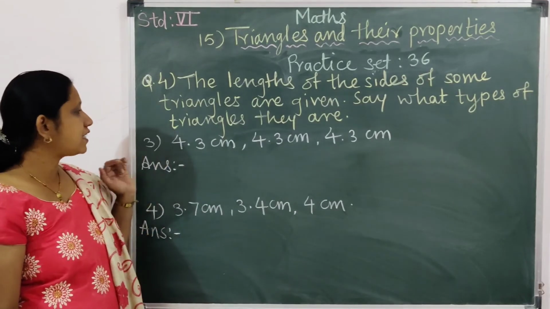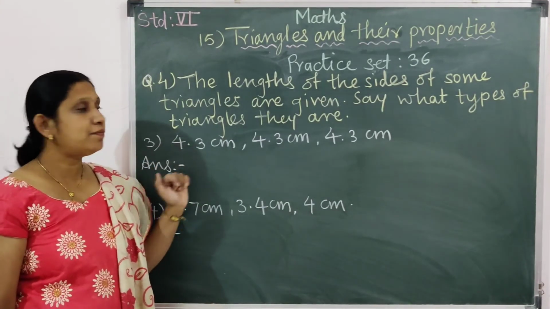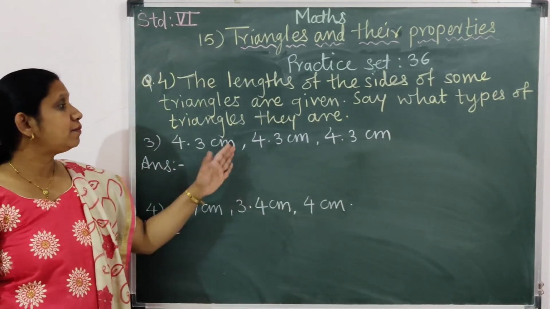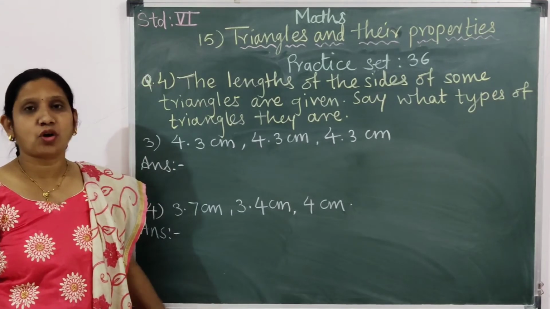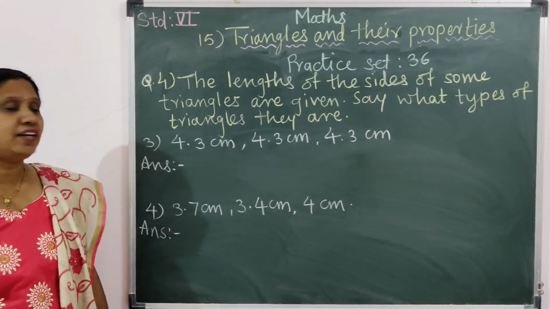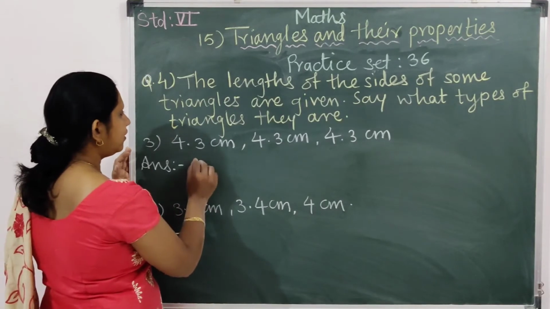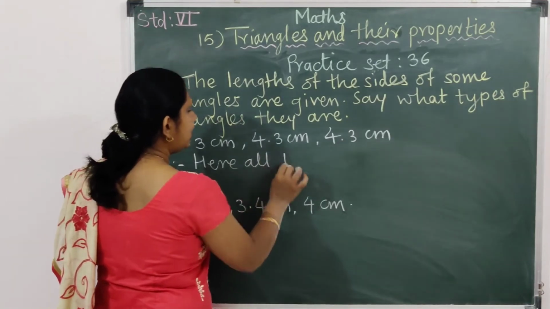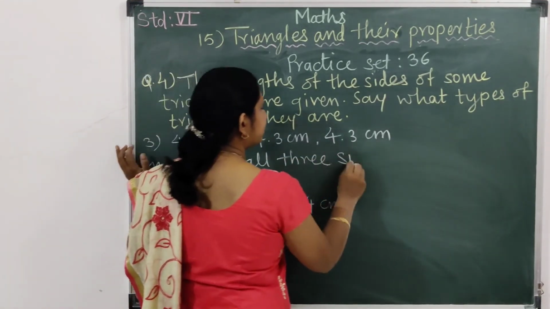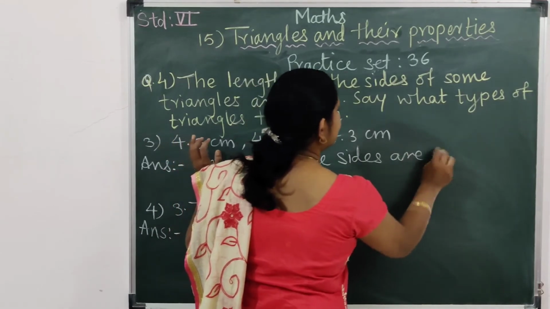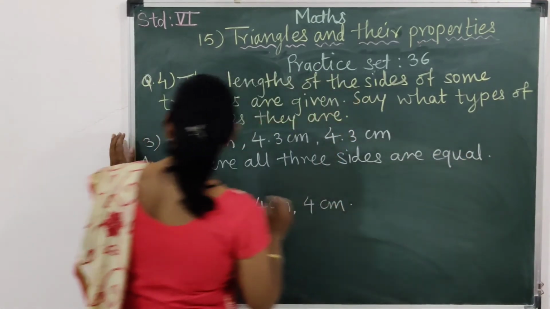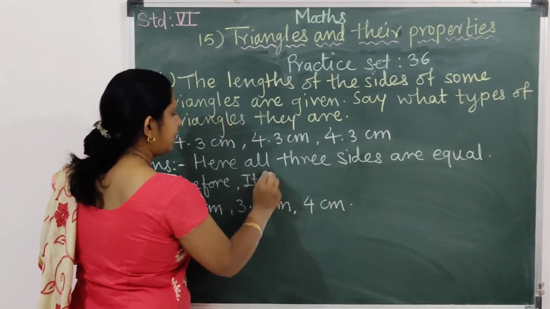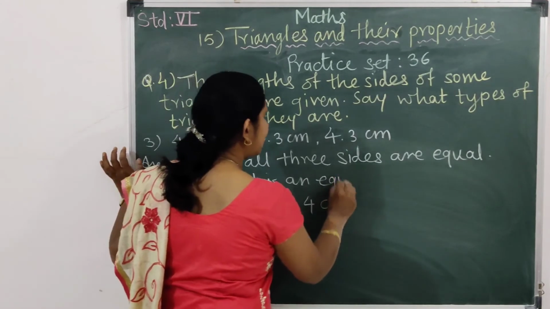Students, let's see example number 3. 4.3 centimeter, 4.3 centimeter and 4.3 centimeter. It means all 3 sides are equal. So of course it is an equilateral triangle. So right here all 3 sides are equal. Therefore, it is an equilateral triangle.